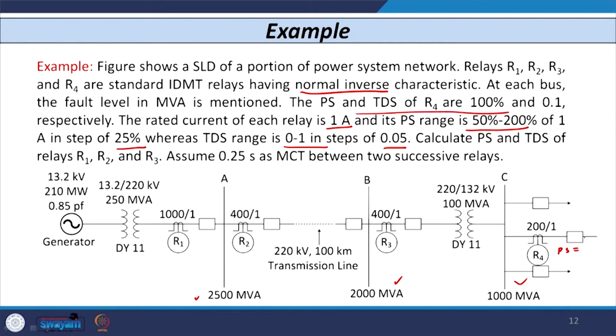So, the plug setting of relay R4 is 100% of 1 ampere, that is the relay rated current, and its TDS value is also given, that is 0.1. So the plug setting and time dial setting of relay R4 are given, and you need to calculate the plug setting and time dial setting of all the other 3 relays, that is R3, R2 and R1. Let us solve this example considering that R1, R2, R3, R4 are phase relays. To solve this, let us consider the same figure.